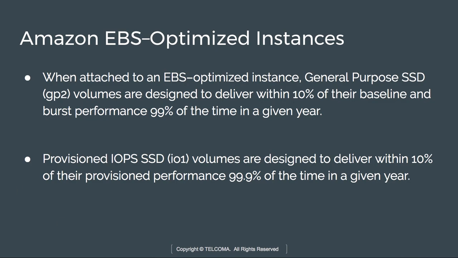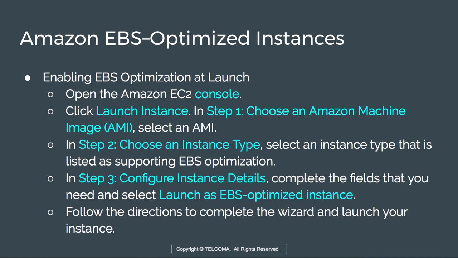Next, both throughput optimized HDD, ST1, and cold HDD guarantee performance consistency of 90% of burst throughput 99% of the time in a given year. That means these are such optimized instances that they will give you 99% performance in a complete year. The non-compliant periods are approximately uniformly distributed. We target 99% of the expected total throughput each hour. So we have Amazon EBS optimized instances.